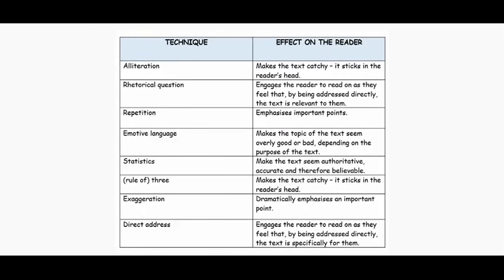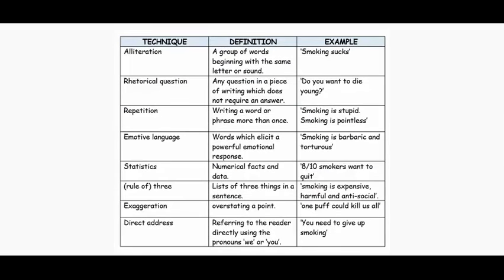These are language devices which are often used in persuasive writing: alliteration, rhetorical question, repetition, emotive language, statistics, the rule of 3, exaggeration and direct address. And the reason these are so good, and if you don't know what they are, here's the grid. So alliteration is a group of words which begin with the same sound or letter, such as smoking sucks. A rhetorical question is any question in a piece of writing which does not require an answer, such as do you want to die young? We know the answer is, well, obviously not.